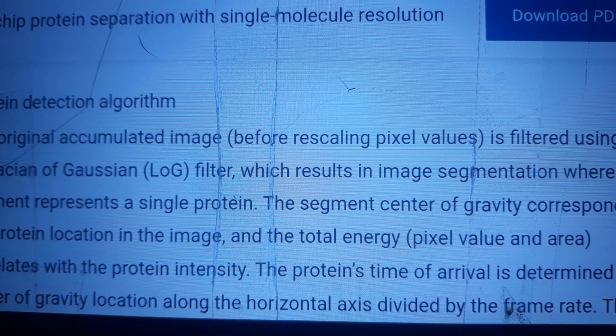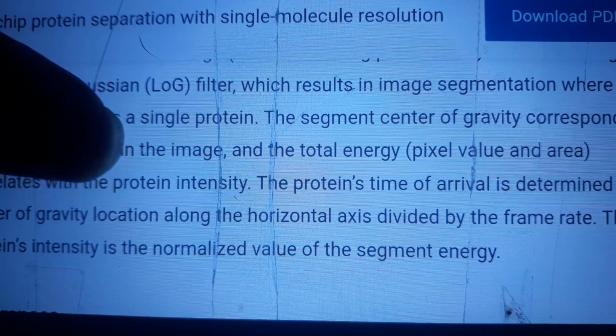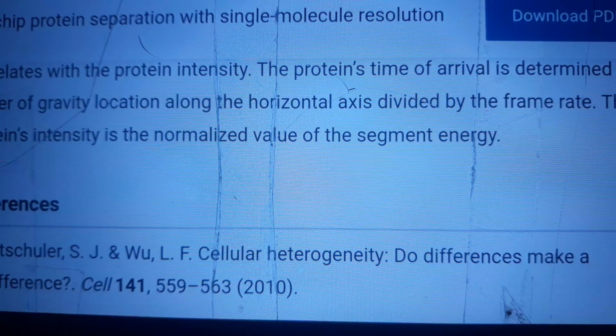Protein detection algorithm. The original accumulated image, before rescaling pixel values, is filtered using a Laplacian of Gaussian (LoG) filter, which results in image segmentation where each segment represents a single protein. The segment center of gravity corresponds to the protein location in the image, and the total energy, pixel value, and the area correlate with the protein intensity. The protein's time of arrival is determined by the center of gravity location along the horizontal axis divided by the frame rate. The protein's intensity is the normalized value of the segment energy.